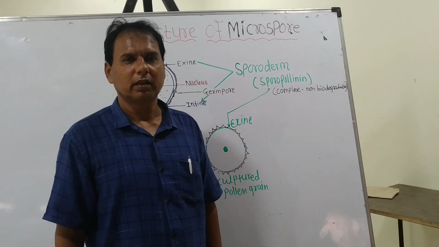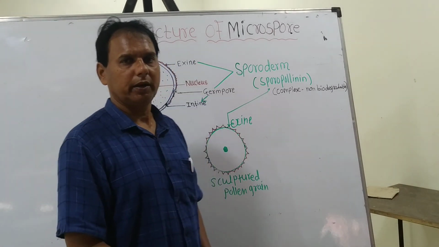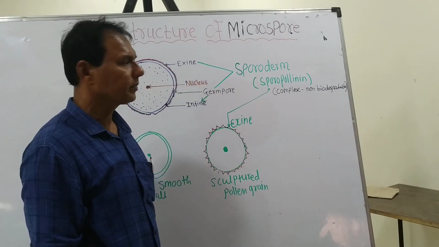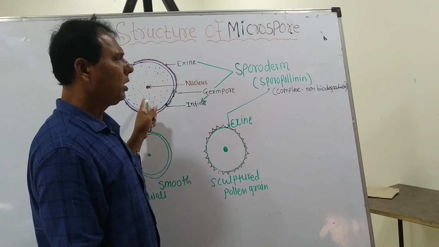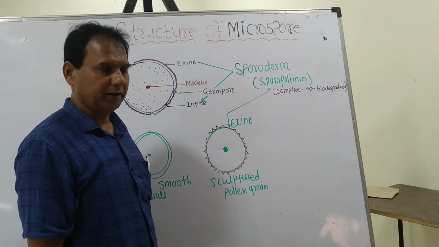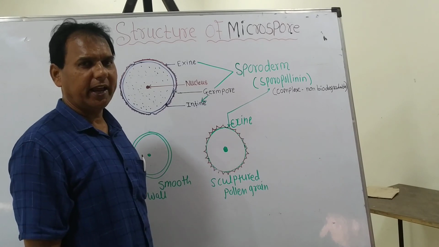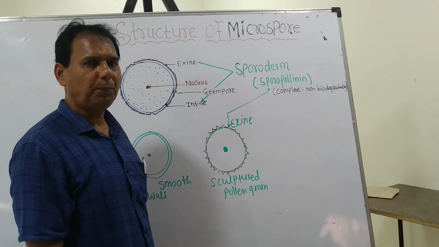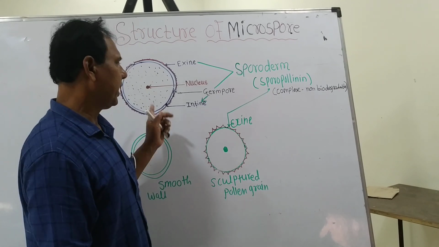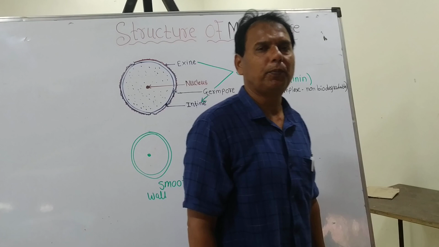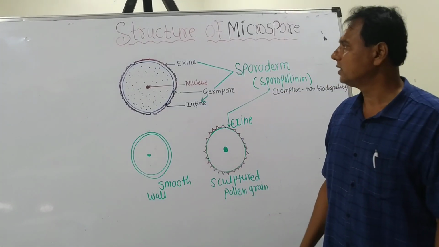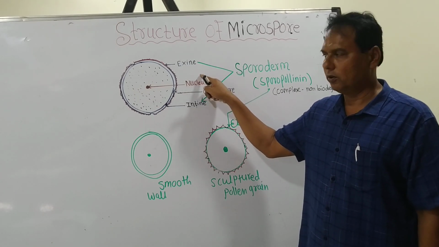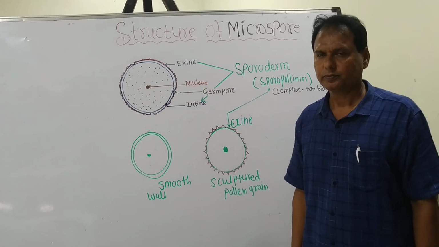Hello friends, today we move to the next point, that is called the structure of microspore. Microspore is also called a pollen grain. The pollen grain is a non-motile, unicellular, uninucleated haploid structure. Listen again, what is a pollen grain? The pollen grain or microspore is a non-motile, unicellular, uninucleated and haploid structure.